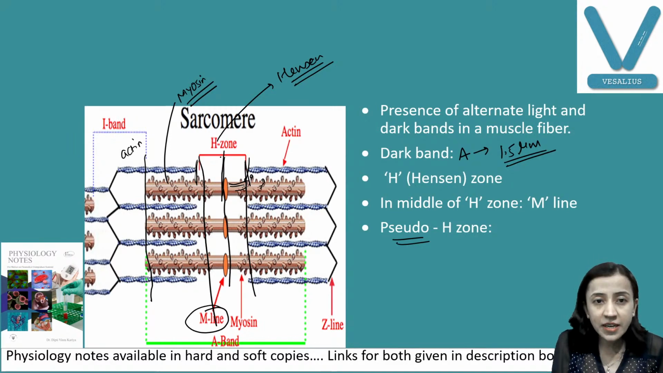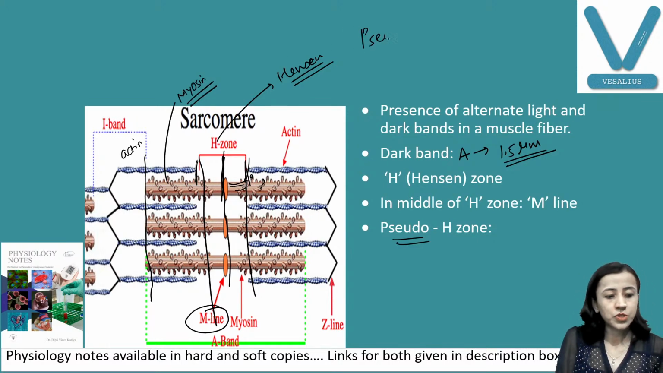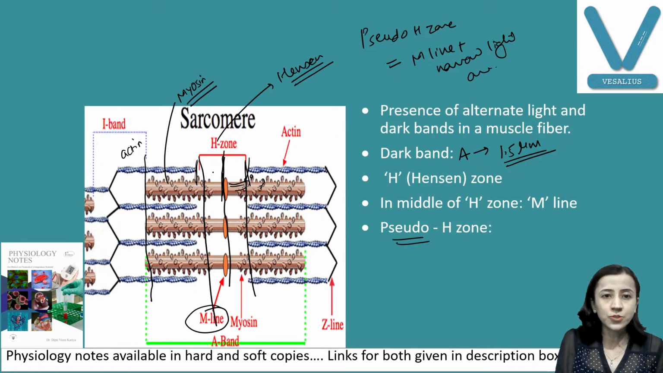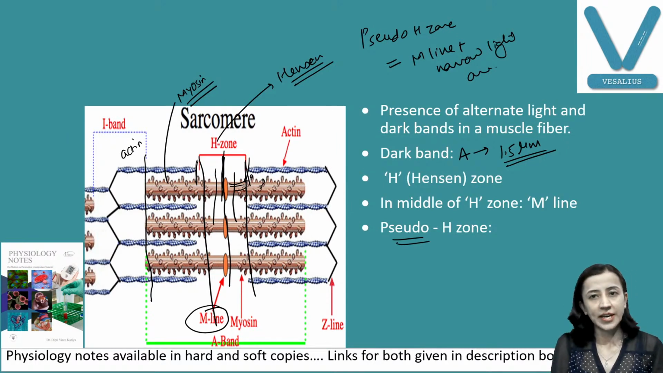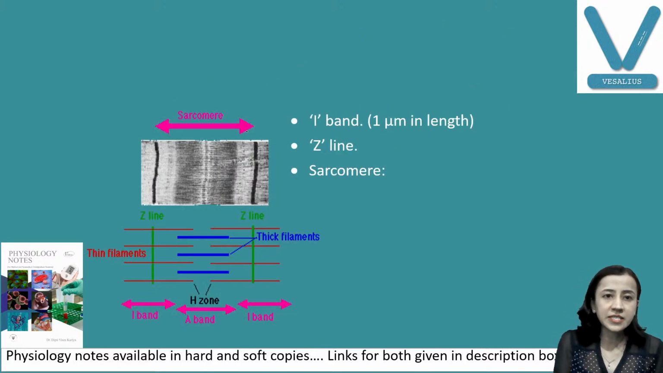So here you can see this M line. What is the pseudo H zone? Pseudo H zone is equal to the M line plus a narrow light area on either side of the M line. So in the center of the H zone, there is the pseudo H zone. So this was about the dark band.